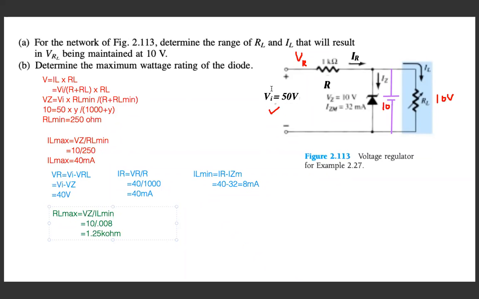ठीक है. So now you have calculated the range of load resistance that this circuit can have. If your VI is fixed, your R is fixed, your specifications of Zener diode are fixed, तो उस केस में आपका जो लोड रेजिस्टेंस है वो फ्रॉम 250 ओम से लेके 1.25 किलो ओम तक वेरी कर सकता है. इससे ज्यादा हुआ तो भी आपका गड़बड़ हो जाएगी, इससे कम हुआ तो भी आपका डायोड जो है वो ऑफ रहेगा.